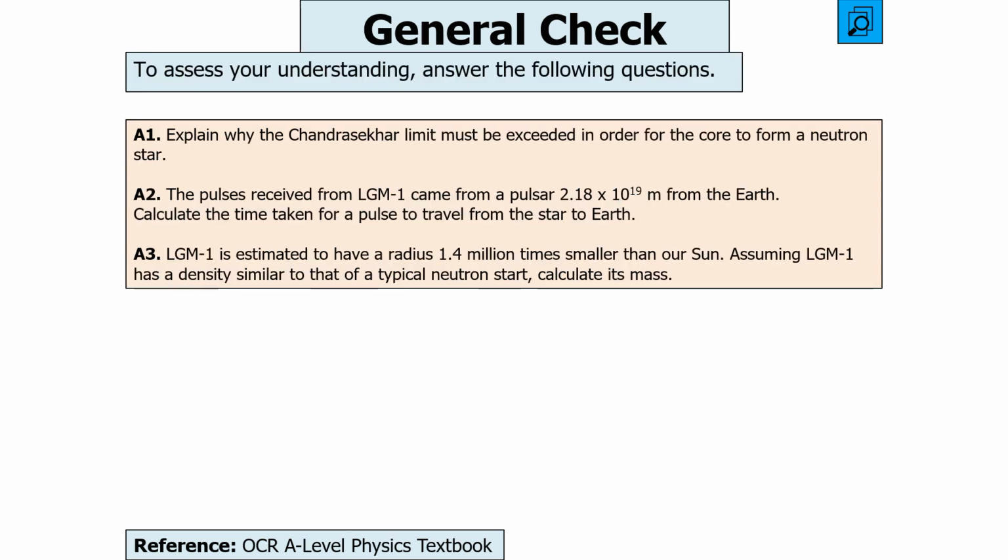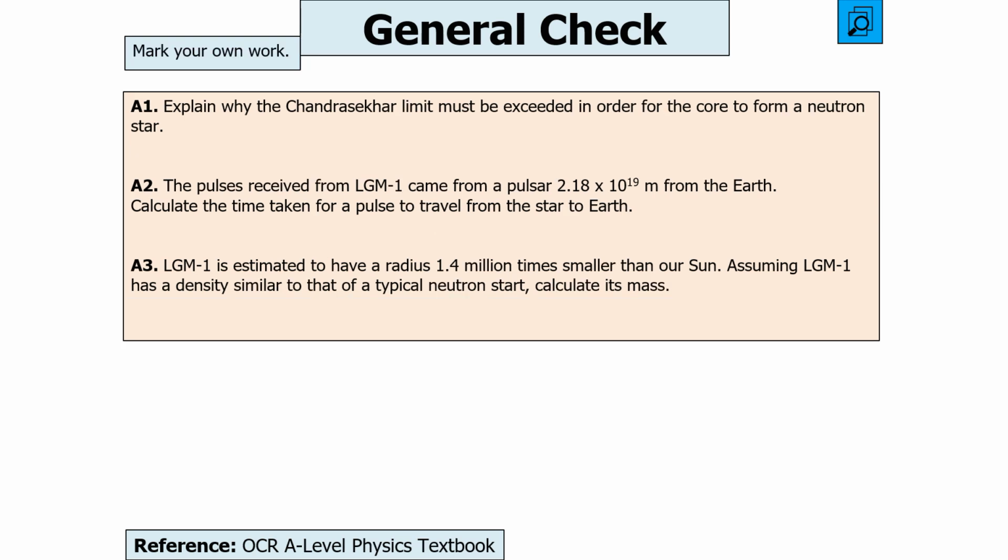The next question says, explain why the Chandrasekhar limit must be exceeded in order for the core to form a neutron star. The pulses received from LGM1 came from a pulsar 2.18 times 10 to the 19 meters from the Earth. Calculate the time taken for a pulse to travel from the star to the Earth. Then LGM1 is estimated to have a radius 1.4 million times smaller than our Sun. Assume LGM1 has a density similar to that of a typical neutron star. Calculate its mass. So pause the video now, then unpause the video when you want to go through your answer.